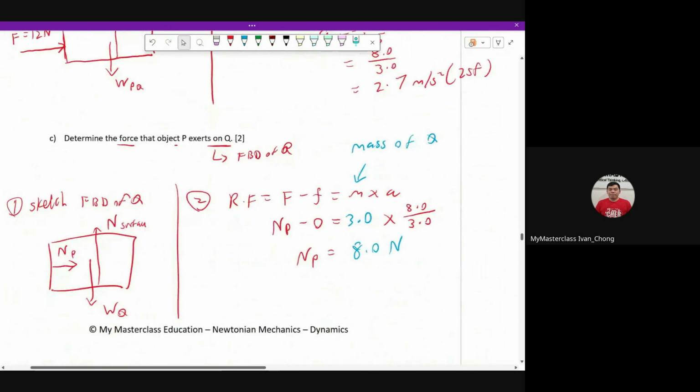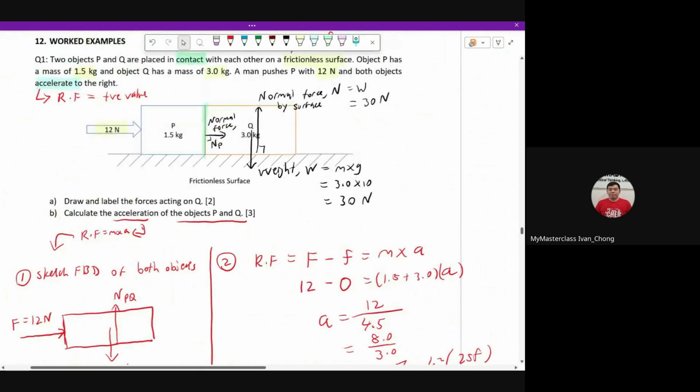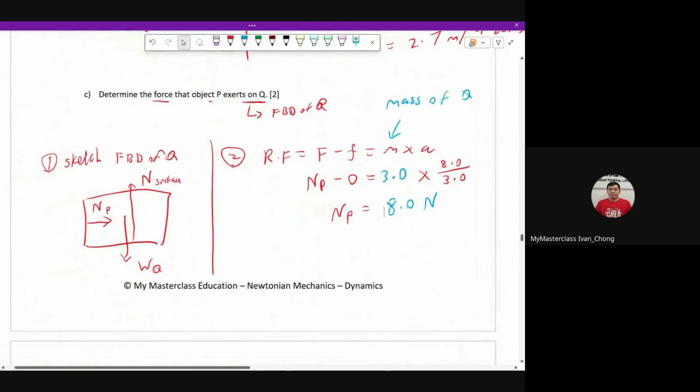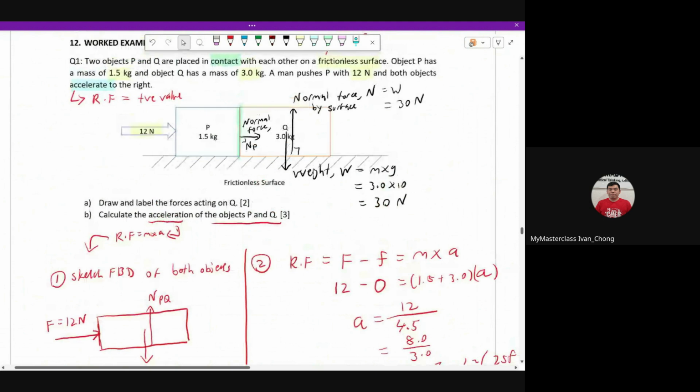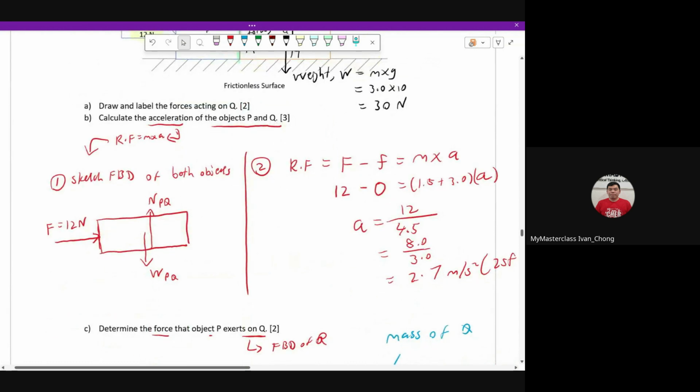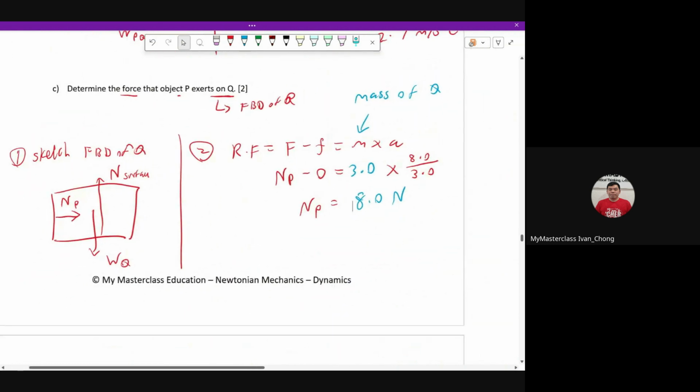Okay, and if you notice, this 12 newtons doesn't appear in my free body diagram of Q. Why? Because it is not touching Q. This applied force is applied to the side of P. So if you draw a free body diagram of P, you'll find that this 12 will be there. Because we are drawing the free body diagram of both objects, it includes the P over here. That's why you have this part. Okay? Take note.